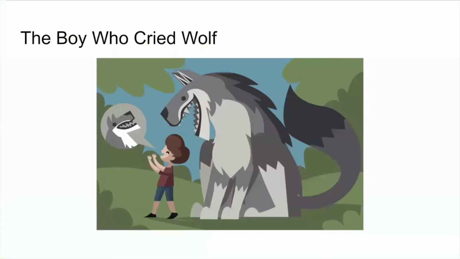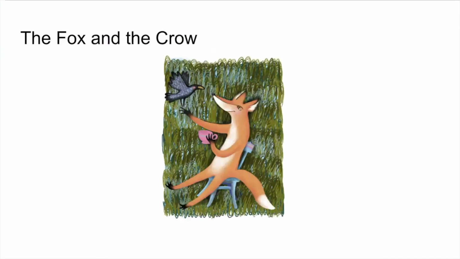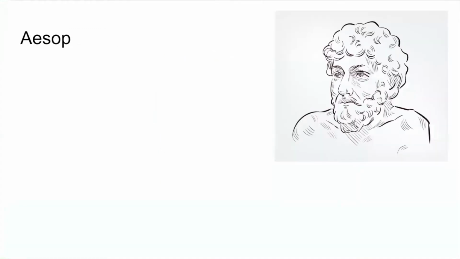Here's an example of a fable: The Boy Who Cried Wolf. Another example would be The Tortoise and the Hare. And another example of a fable would be The Fox and the Crow. So many fables have been written in the past by a man named Aesop. Aesop was a man who wrote lots and lots of fables from the time he was a little boy.